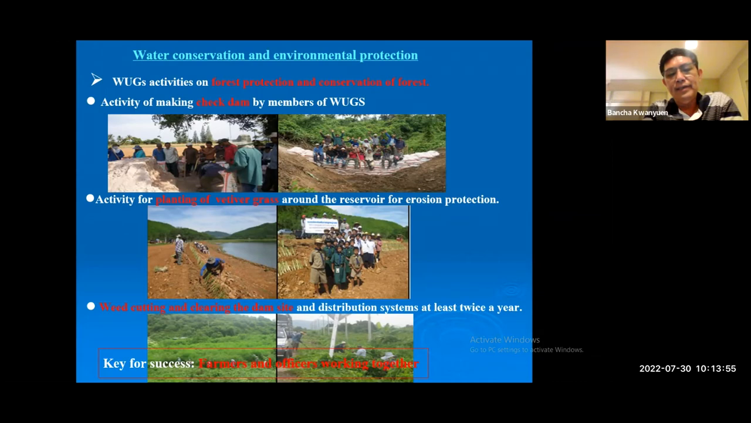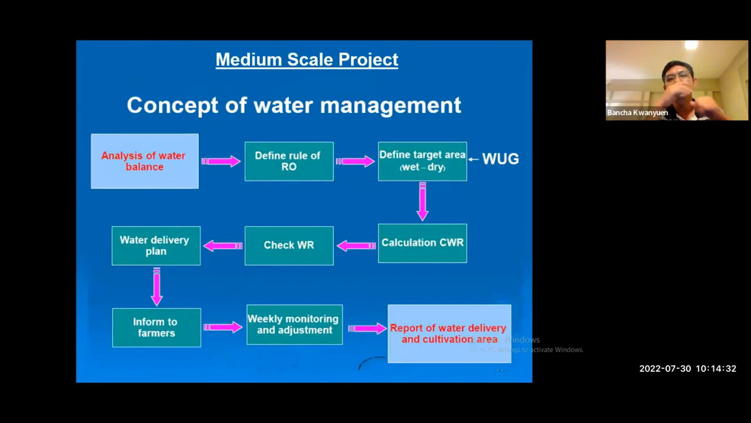And we can have weed cutting and clearing at the dam site in order to keep it in good condition. So my final point about this participatory approach is that the farmer and officer have to work together. Not only one party, the farmer and officer have to work together in order to be successful. This is in terms of medium or large scale, but for the small scale, mostly the farmers or water use group have to work together. But of course, they can get some advice from the officer.